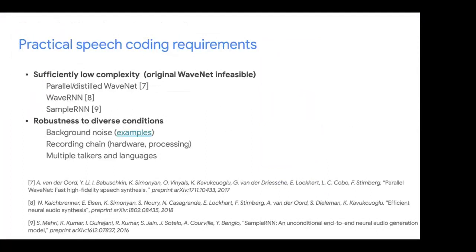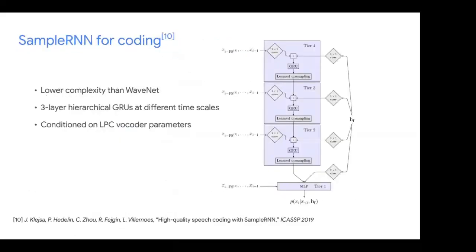Okay, so I'm going to first talk a little bit about trying to get rid of the complexity, to lower the complexity. And then in the end, talk about how we can try to get it more robust to background noise. So the excellent question asked, some of these are lower than WaveNet, but still pretty high. One of them is, for instance, SampleRNN. That's been used for coding. The guys at Dolby did this last year.